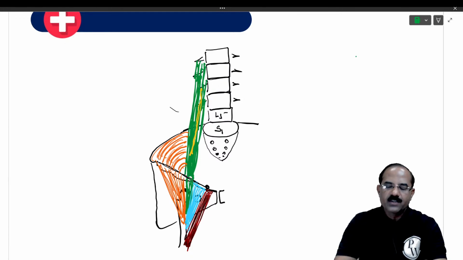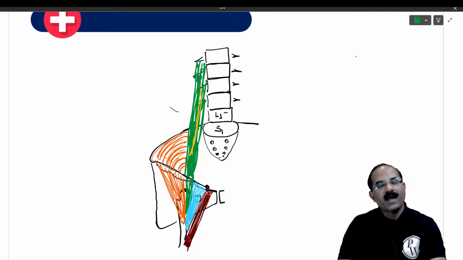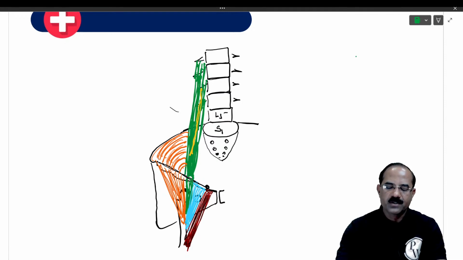So 4 muscles are formed, students: iliacus, psoas major, pectineus and adductor longus. These 4 muscles are formed.